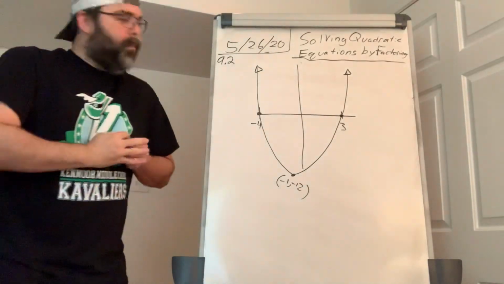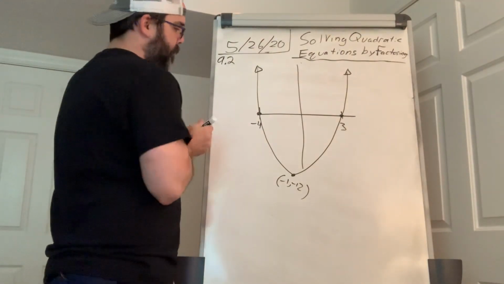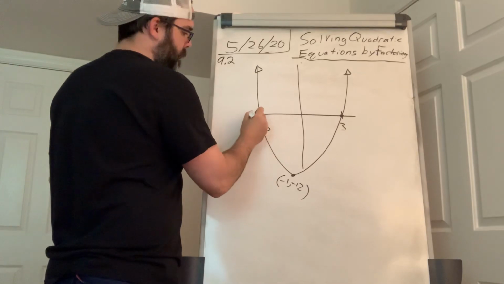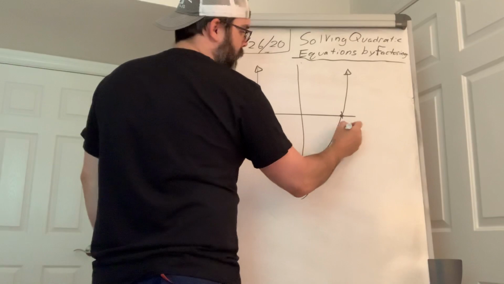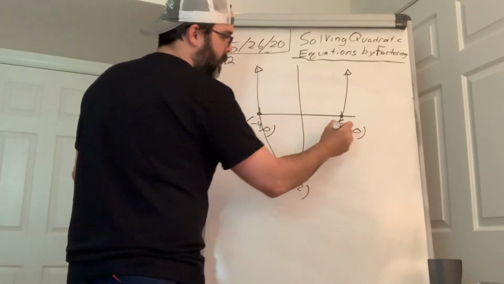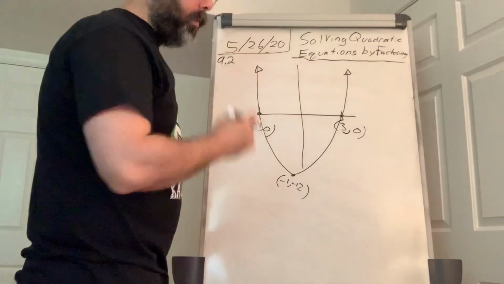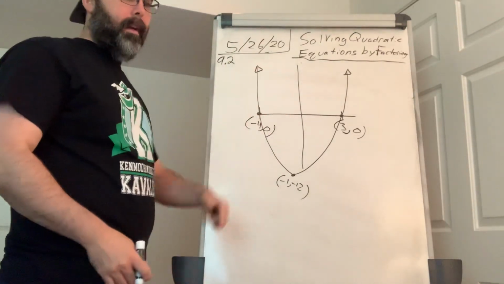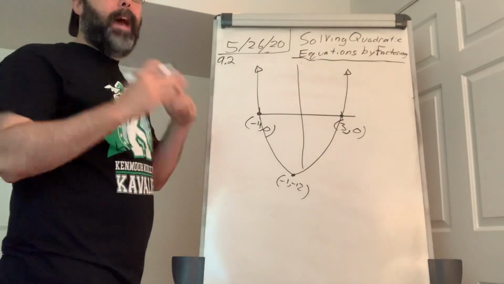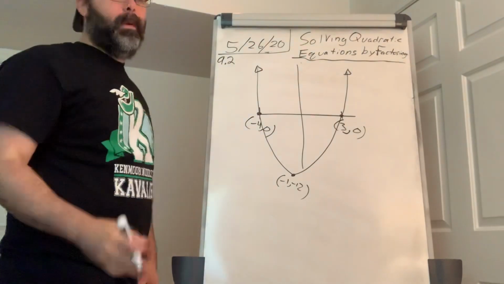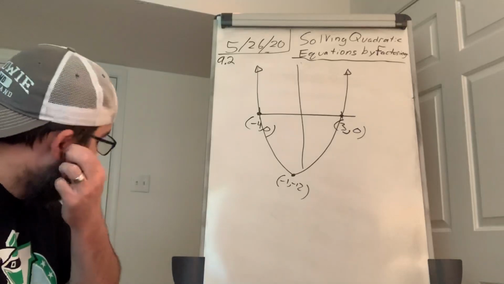Okay, so for this problem, we have a graph, and I know it's drawn poorly, but this is -4, 0. That's your x-intercept. So our solution is -4 and 3. This is 3, 0. That's our other x-intercept. And our vertex is -1, -12. And the question is, well, what is the function for this graph? And to put it in factored form. So not only do we want the function, but we want the function in factored form. It needs to be fully factored, right? Okay.